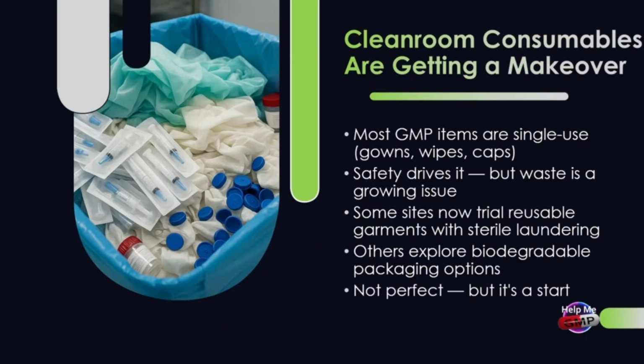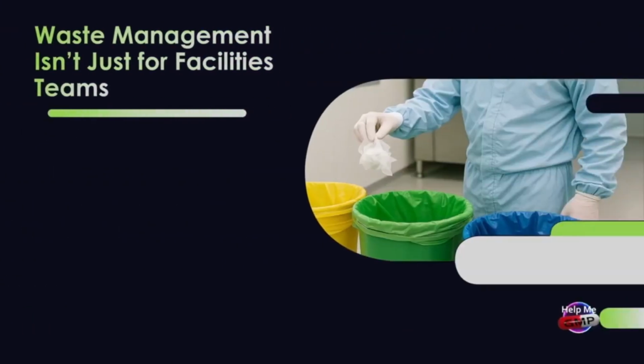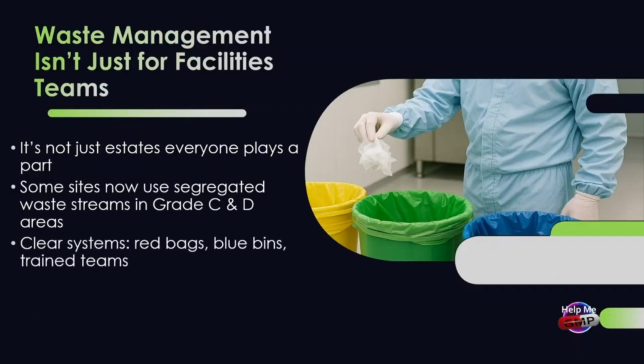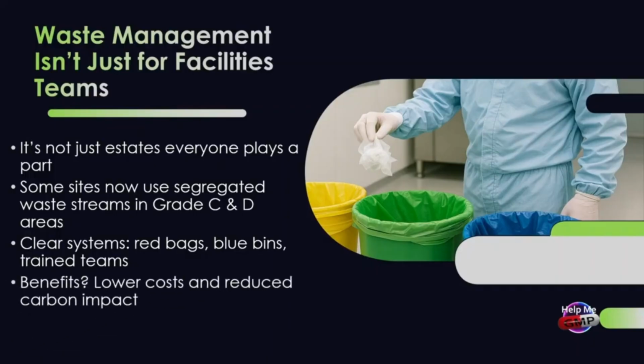Most staff will think, waste, well, that's for estates, or that's for waste contractors. But no, it starts on the cleanroom floor. Some GMP sites are implementing segregated waste streams, even within Grade D and Grade C cleanrooms. We're talking about different colour bins, different colour bags, and staff all having the training and signage to make it usable. And guess what? Sites doing this have seen cost reductions and carbon improvements at the same time.